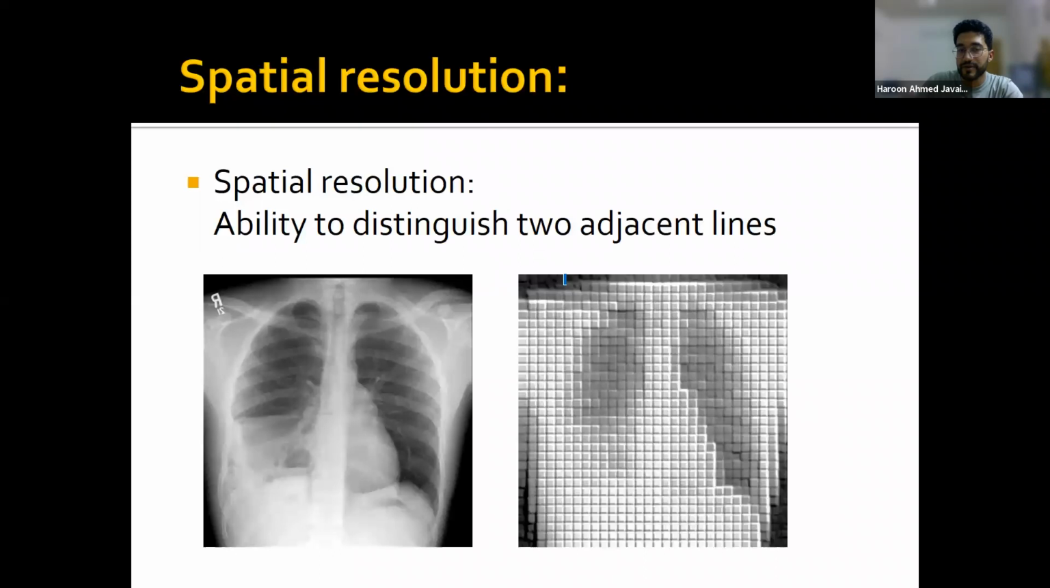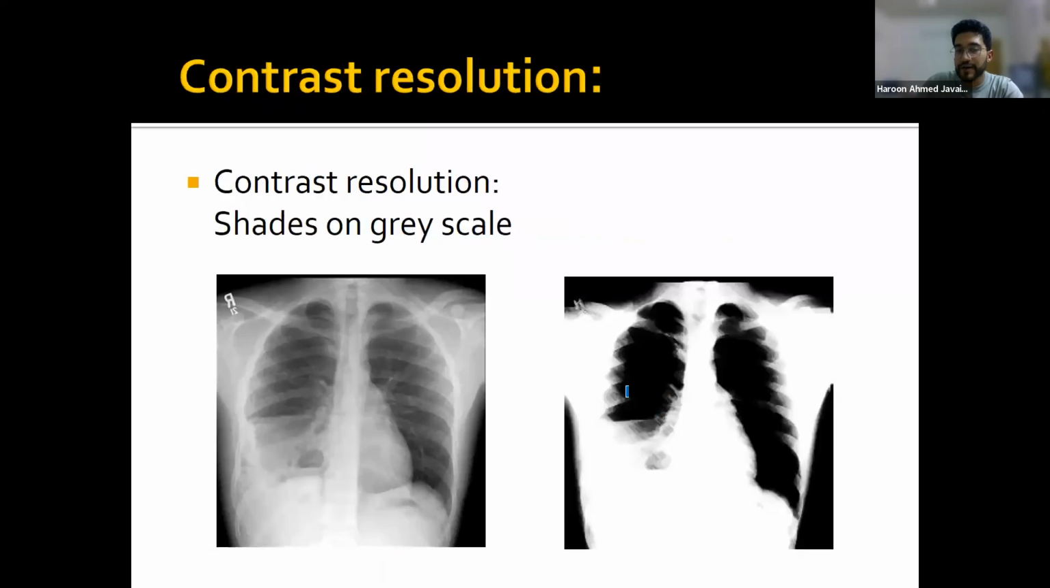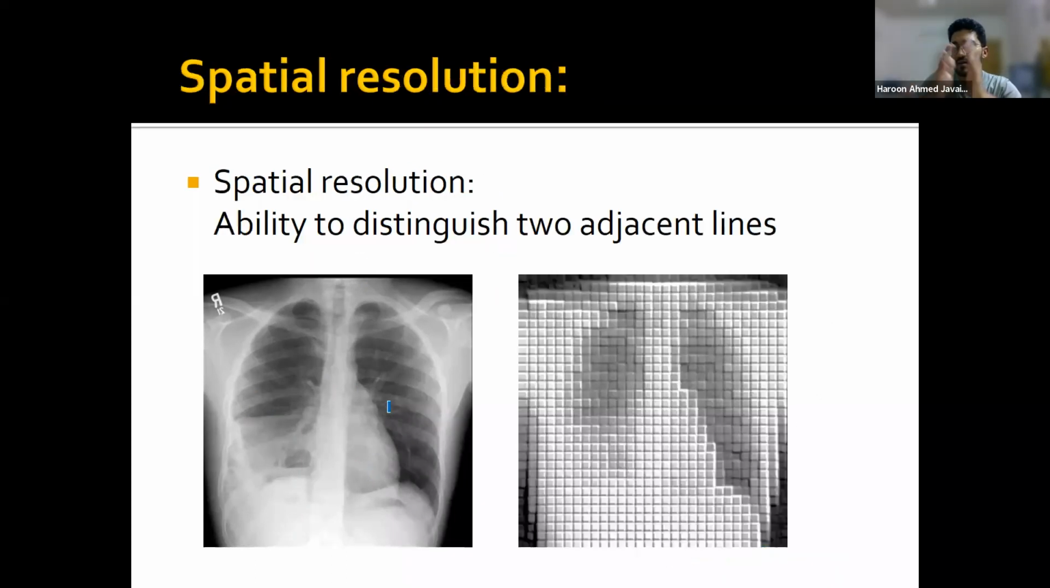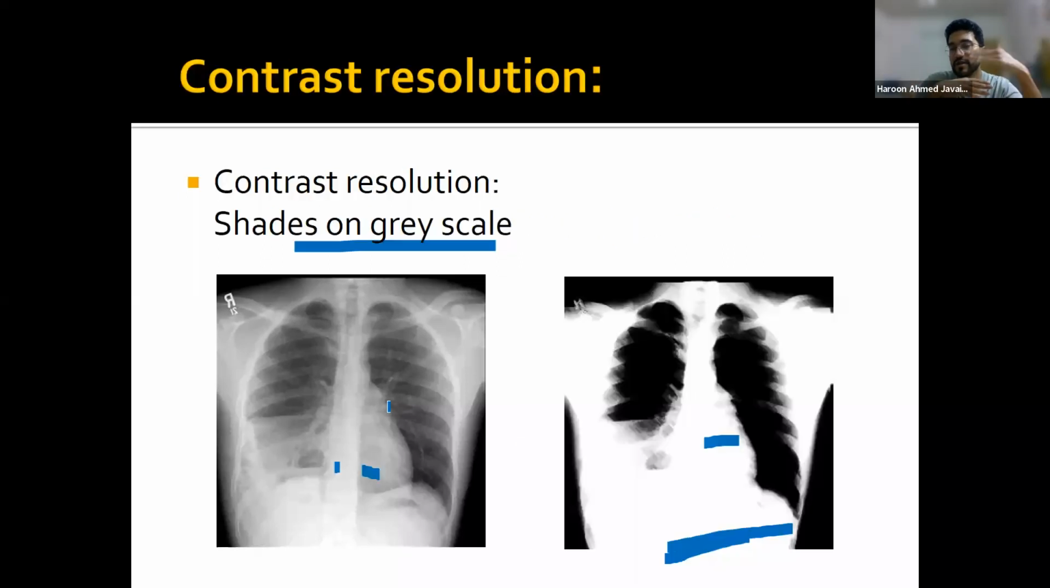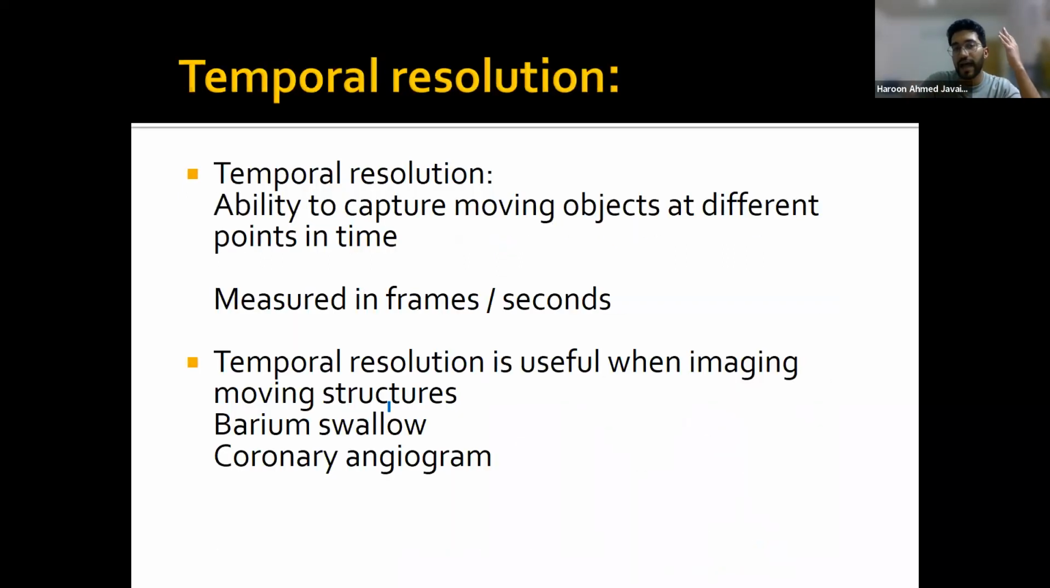Next, we have the contrast resolution. Contrast resolution refers to the shade of the grayscale. So this is a bad contrast image. The contrast resolution over here is low. Why? Because I can only see white and I can only see black. Over here, I can see white, I can see gray, I can see darker gray, I can see black as well, right? So this has higher contrast resolution. Spatial resolution, two distinct points; contrast resolution, the color difference in between.